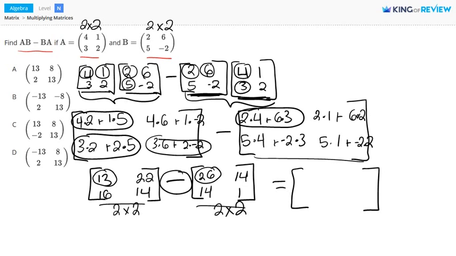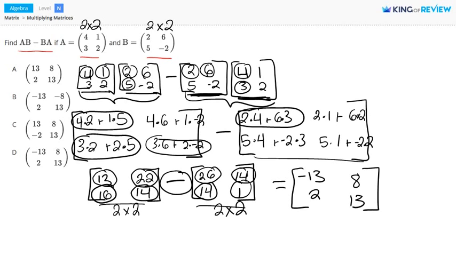We're going to get 13 minus 26. That gives us negative 13. 16 minus 14 gives us 2. 22 minus 14 gives us 8. And 14 minus 1 gives us 13. So this here is our final answer. Letter D is correct.